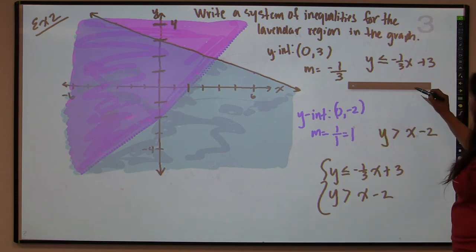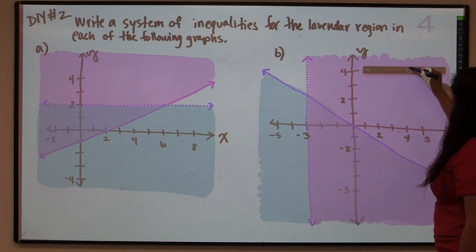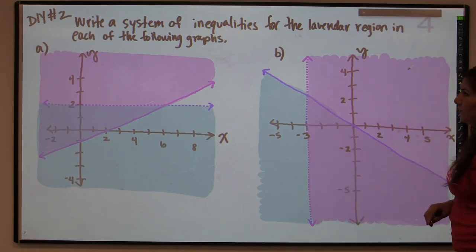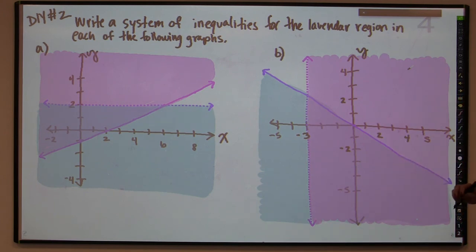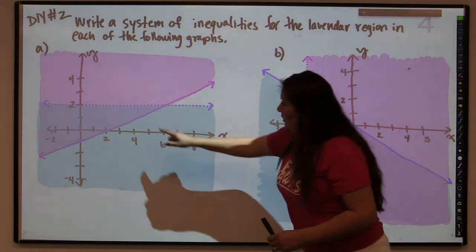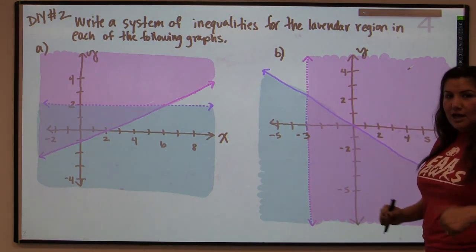So now we're going to have you try a couple on your own. I have created two example problems for you, A and B, and you are to write the system of inequalities for the lavender region, for this region here, and for the darker region here. So good luck, and we'll see you in class.